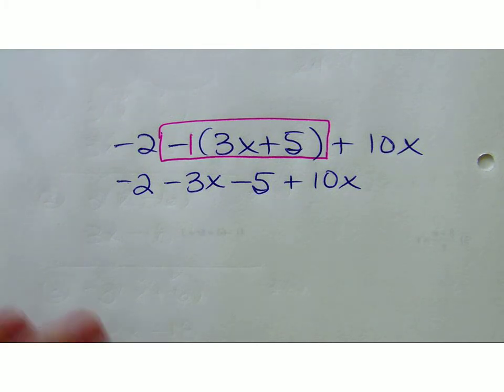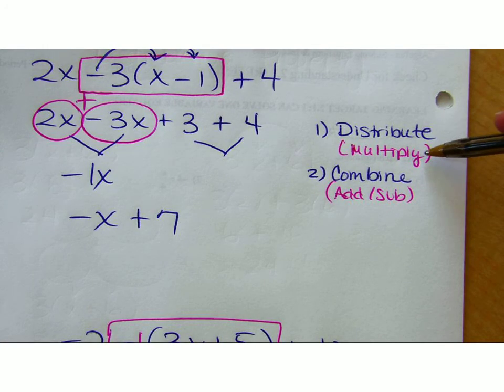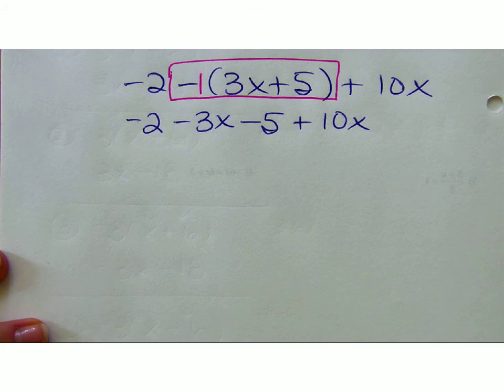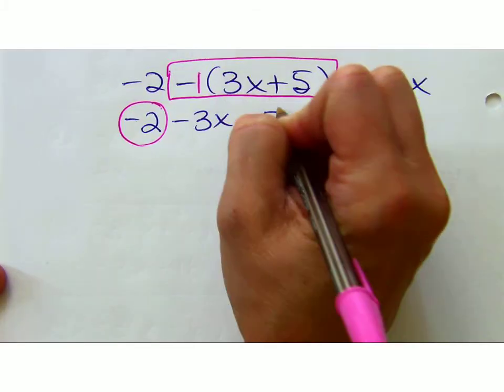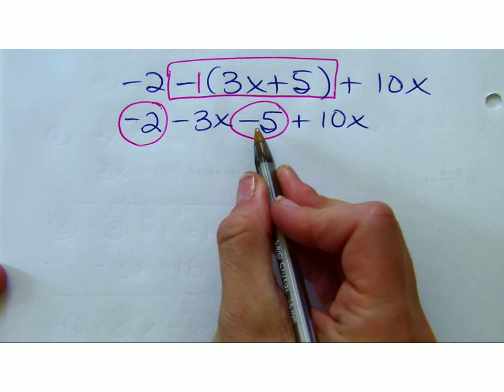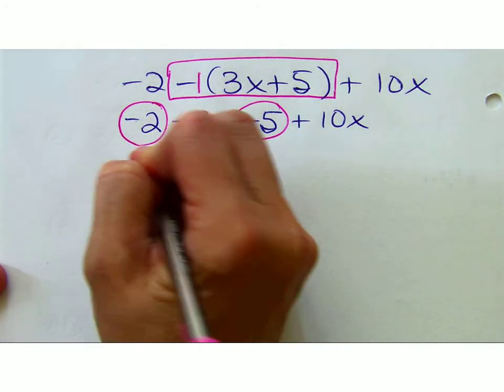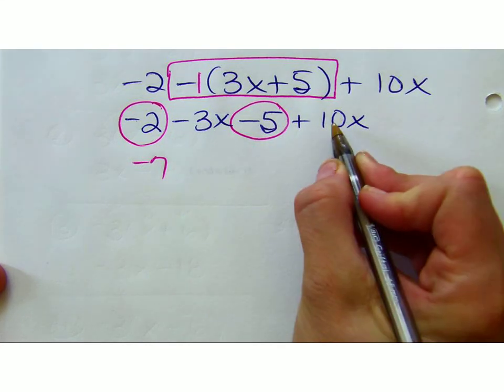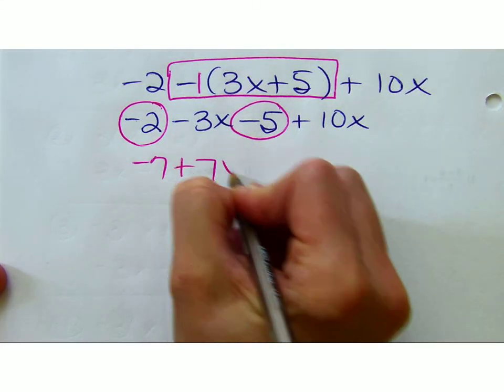So I did step 1. I distributed with multiplication. Now let's do step 2. Combine with addition and subtraction. I'm going to combine, and at this point, you can choose to put your answer however you want. Let me make sure you guys understand this, because some people start with whatever's there first. -2 plus -5 is -7. Negative 3x plus positive 10x is positive 7x.